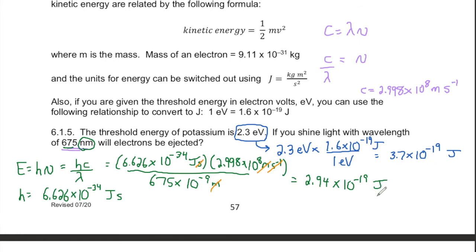This is smaller than this, so 2.94 times 10 to the minus 19 joules is less than the threshold. It does not meet the toll. It cannot pay the admission price. And so there are not going to be electrons ejected. So will electrons be ejected? The answer is no here.